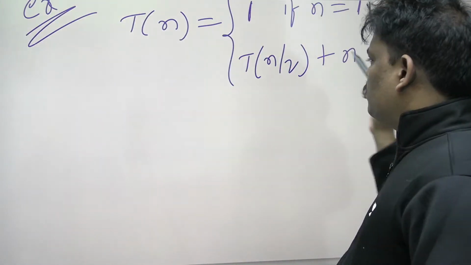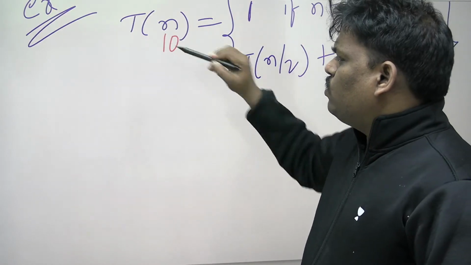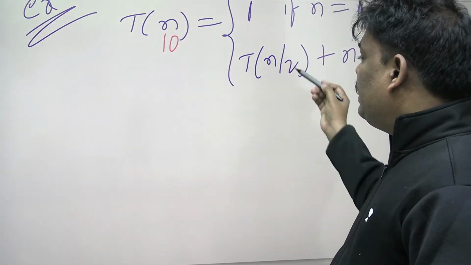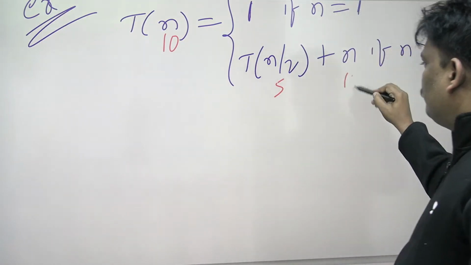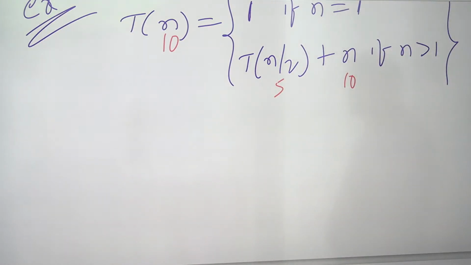Careful, according to this problem, T(10) is equal to T(10/2), and 10/2 means 5, plus 10. T(10) is equal to T(5) plus 10. Whatever is given, the same thing will be added at the end, right? In between, it is half, right? That is the given one.